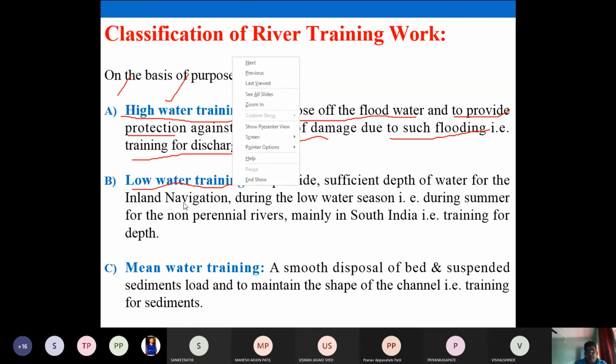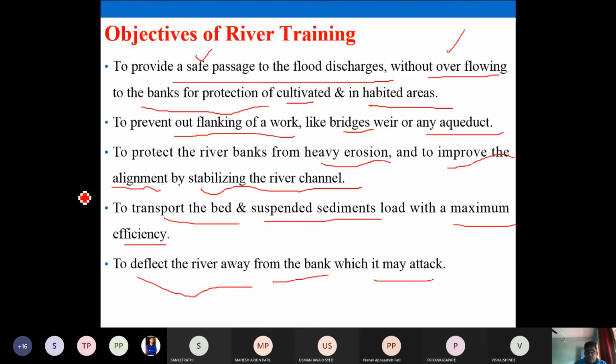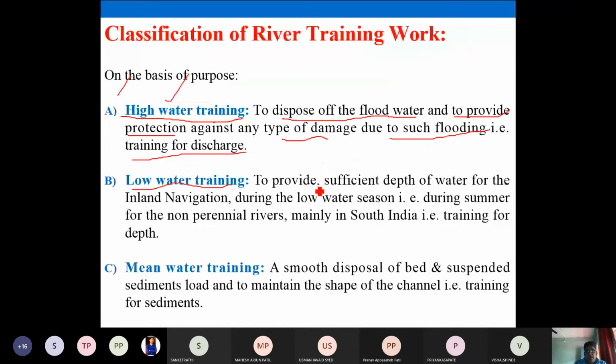So what about the low water training? Particularly, this training is utilized for navigational purposes. In this low water training, you have to maintain the depth of the water as per the requirement of the navigational channel, to provide sufficient depth for inland navigation during the low water season, that means during the summer, for the non-perennial rivers, mainly in southern India. So the low water training is nothing but training for the depth measure.